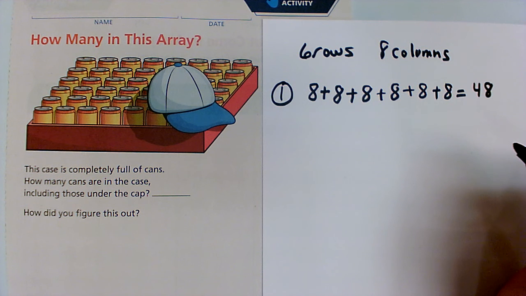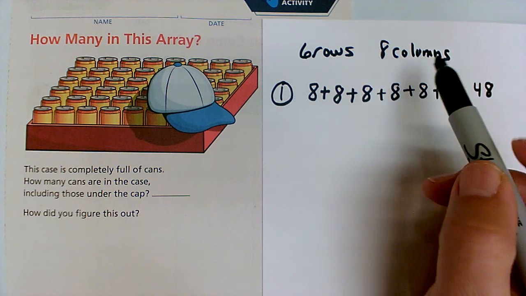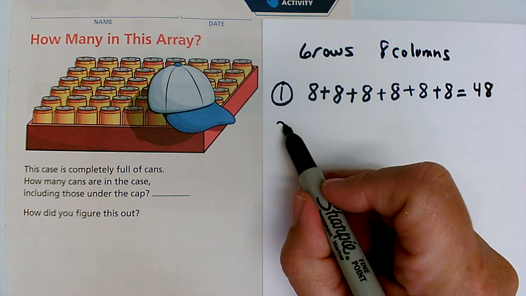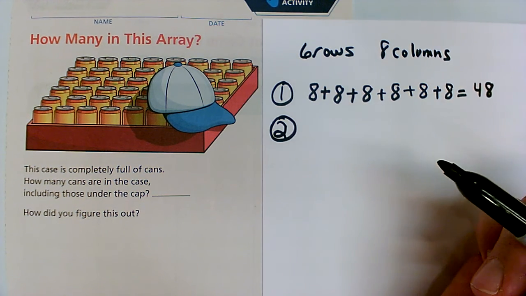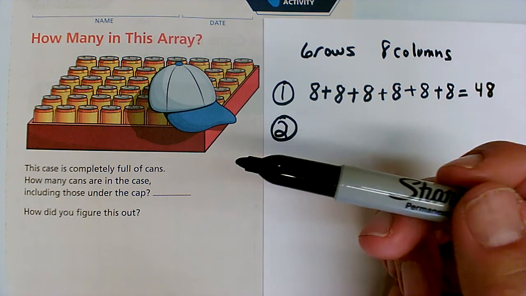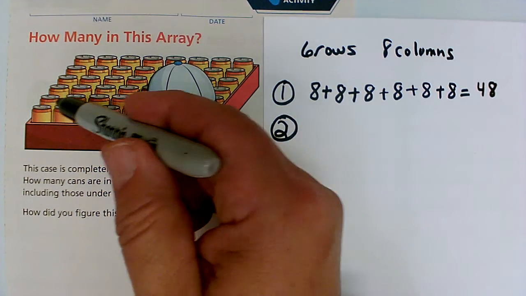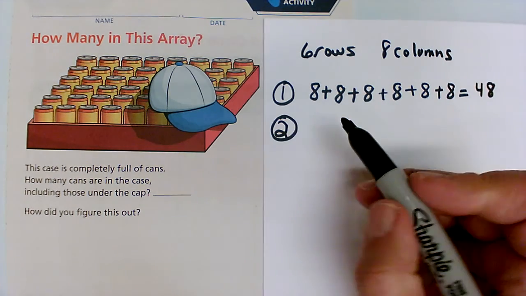What's another way that we can take a look at this array? Okay, if we know that we have 6 rows and we have 8 columns, we could use multiplication as a strategy to figure out how many cans are in the case. Okay, so as we determined before, we have 6 rows. 1, 2, 3, 4, 5, 6.